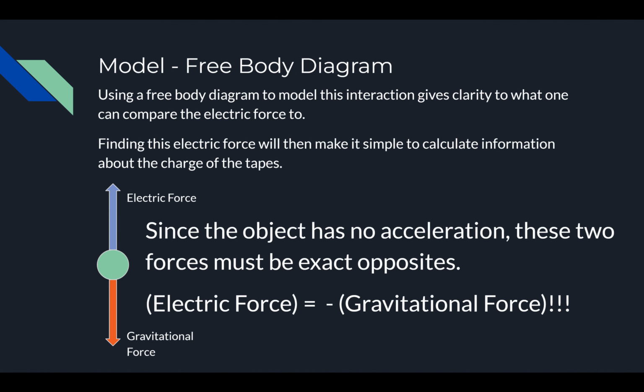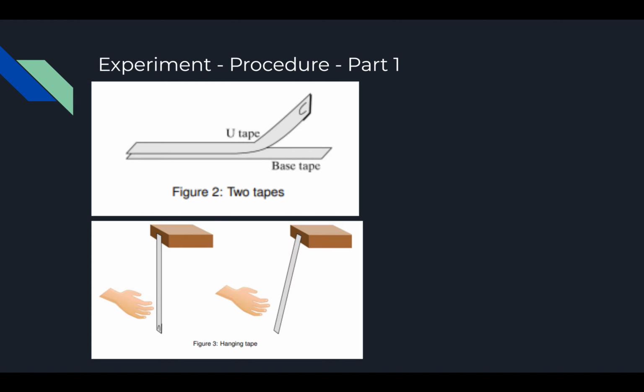The biggest takeaway is here at the bottom: the electric force is going to be equal to the negative gravitational force, the same magnitude but opposite signs. Here are the figures for part 1 of the lab.